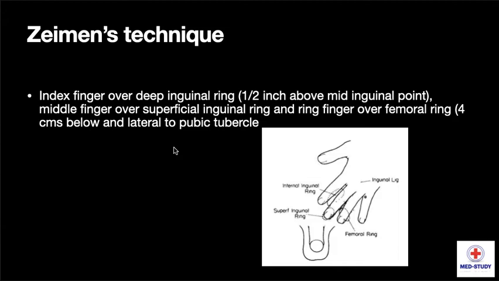Ziemann's technique: it involves index finger over the deep inguinal ring, half inch above the mid-inguinal point, middle finger over the superficial inguinal ring, and ring finger over the femoral ring, that is 4 centimeters below and lateral to the pubic tubercle. This image shows Ziemann's technique.